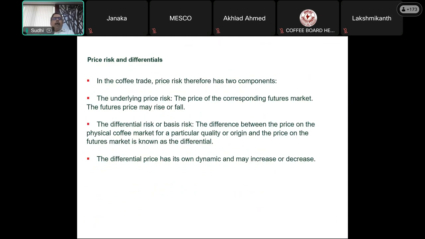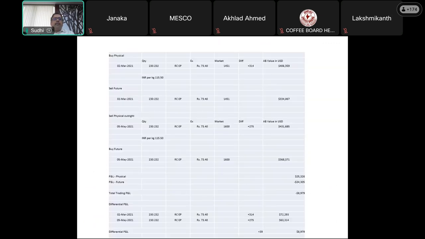As I explained in the previous slide, in the coffee trade, price risk therefore has two components. The underlying price is the price of the corresponding future market. The future price may rise or fall, which is purely a London or New York market. The differential risk, or the basis risk, is the difference between the price on the physical coffee market for a particular quality or origin and the price on the future market, known as the differential. The differential price has its own dynamic and may increase or decrease.